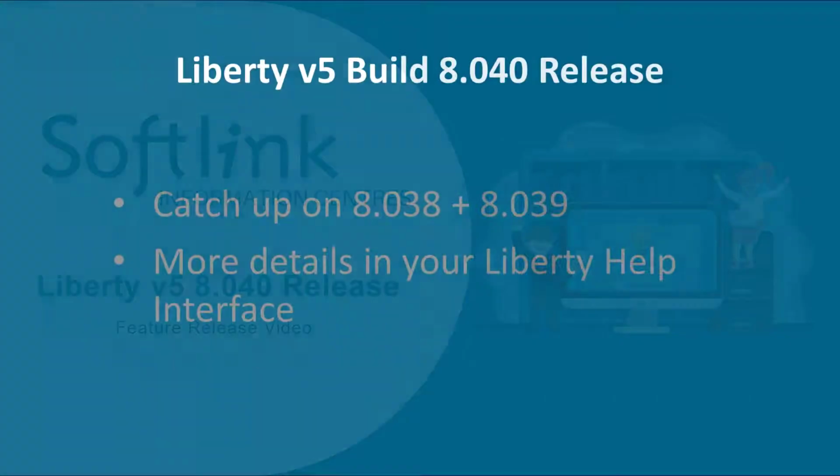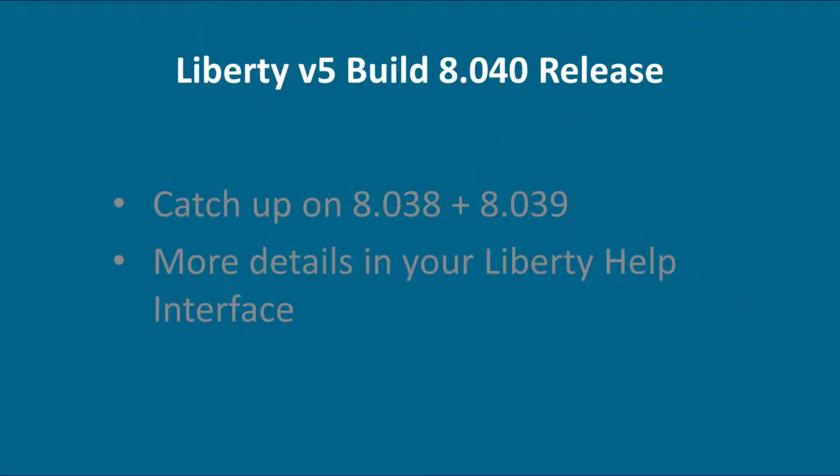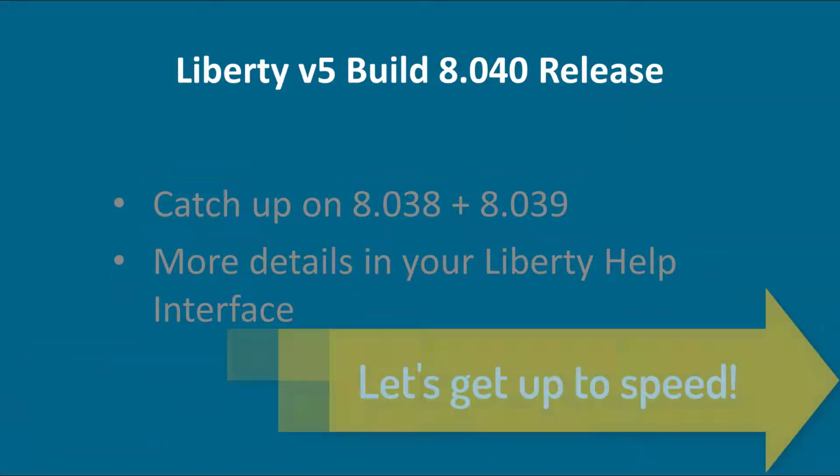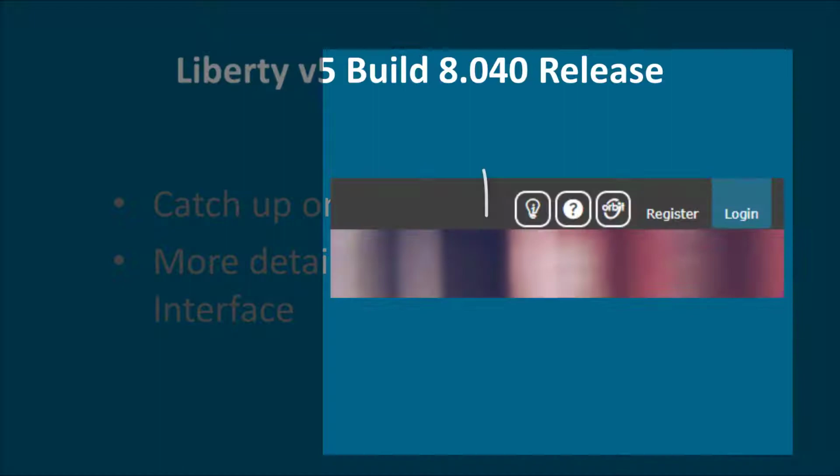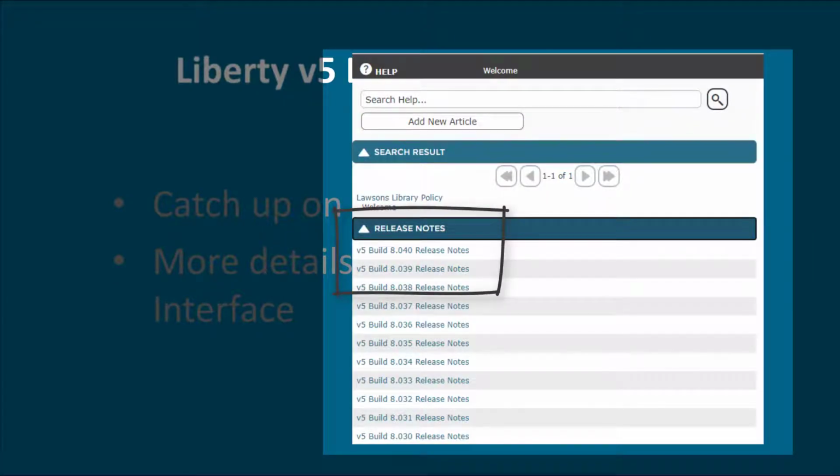Today I'm running through some of the fantastic features in our new release, Liberty version 5, build 8.040. But before we launch into that, let's catch up on our last two releases. Our release for Liberty version 5, build 8.038, featured some fantastic improvements. I'll run through some of them now and then have a quick look at build 8.039. If you'd like more detailed information about any of our releases, they're found up in the Help menu.